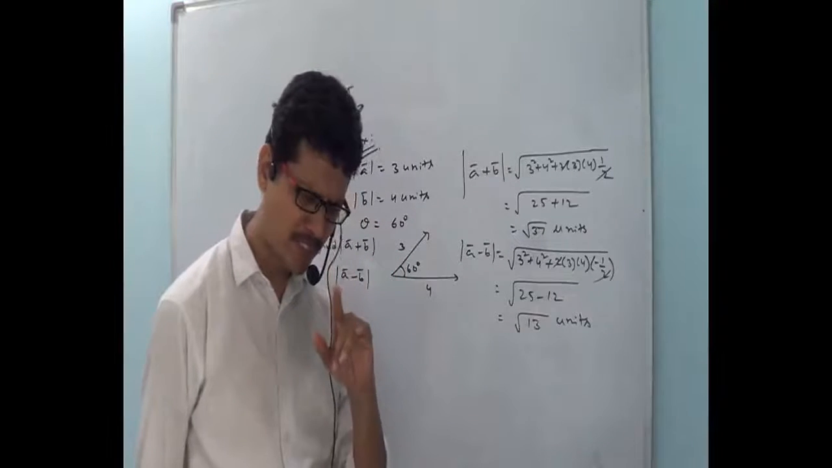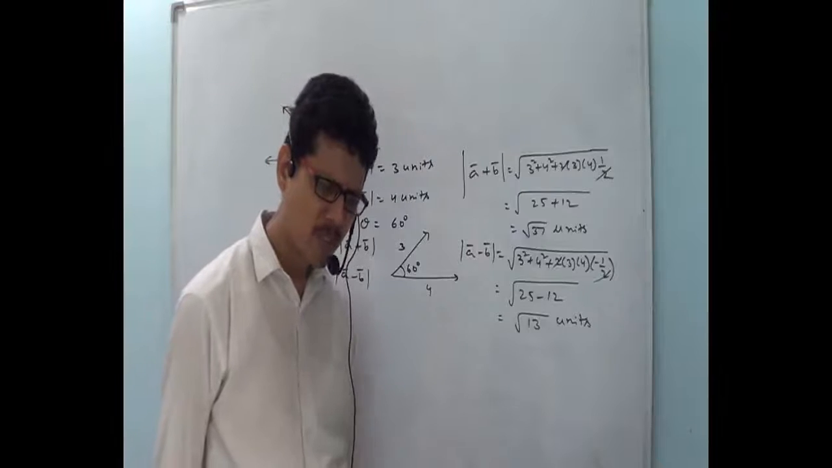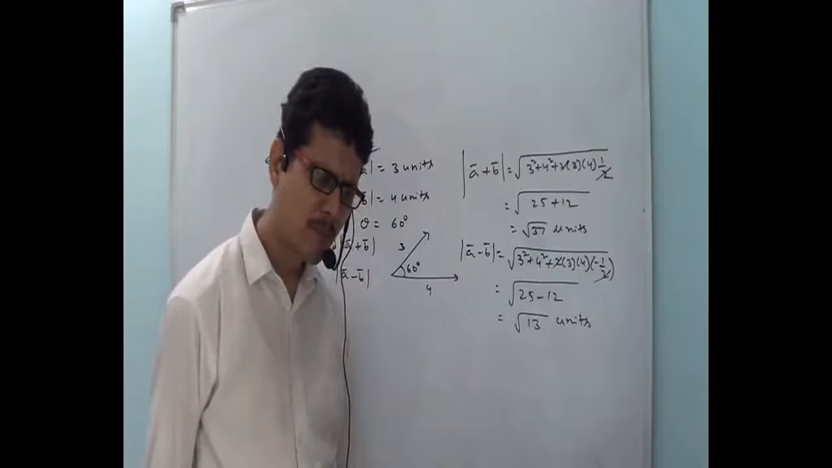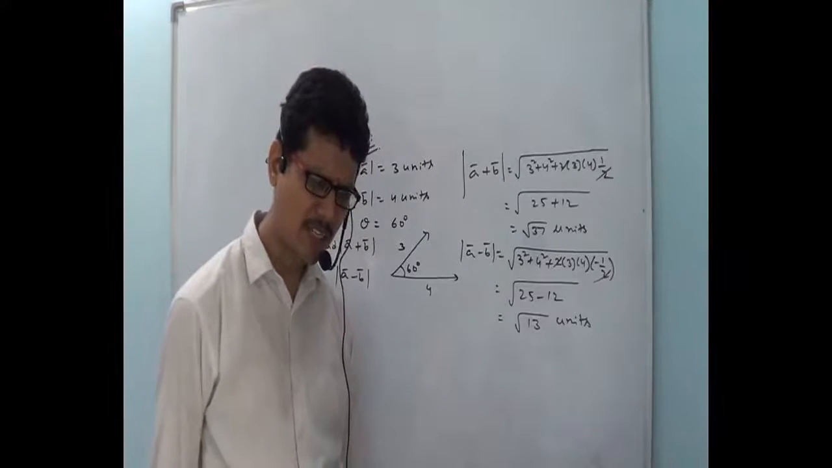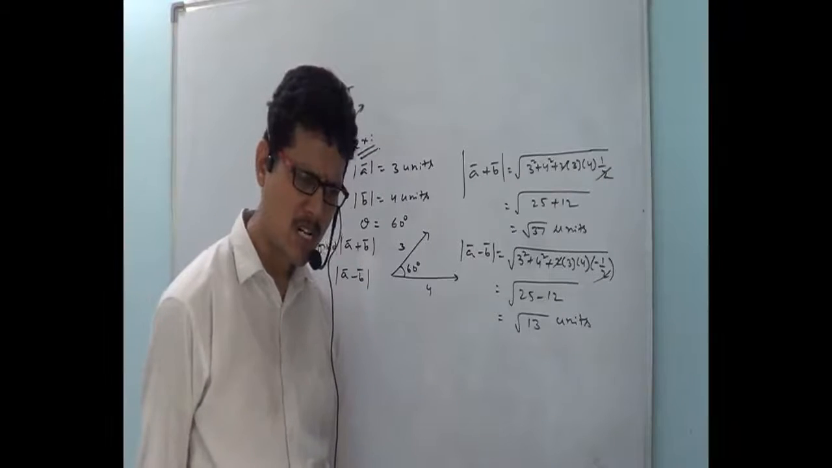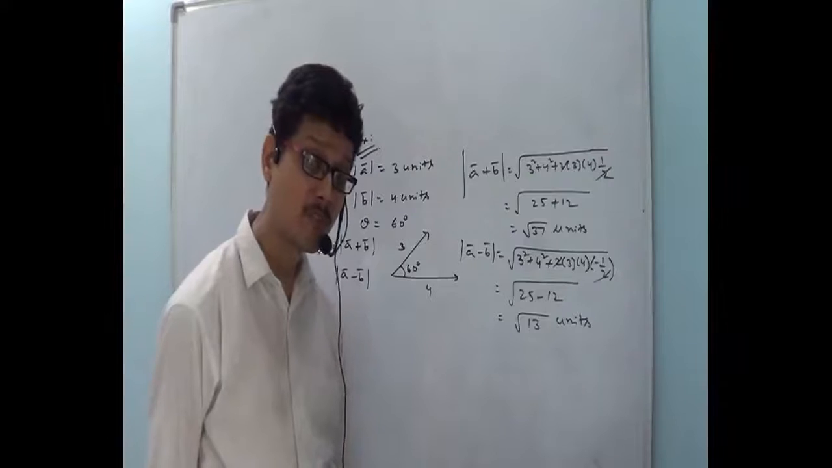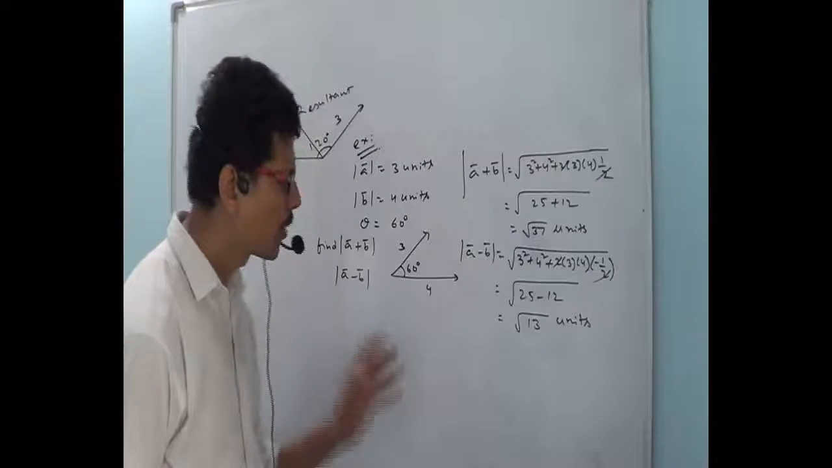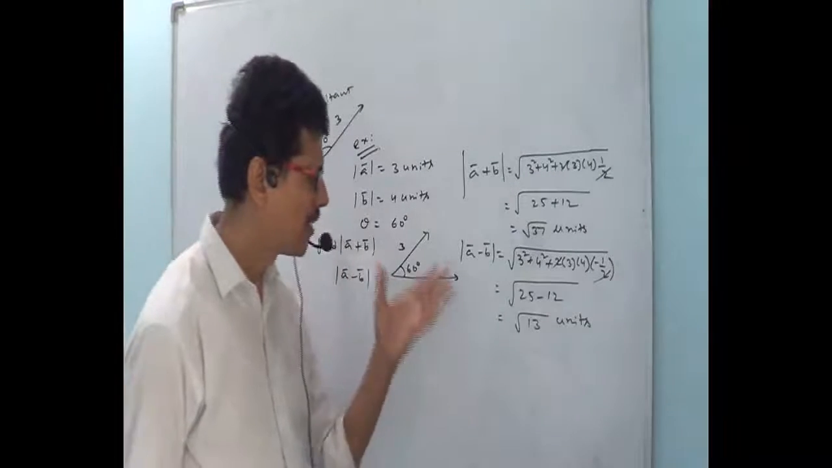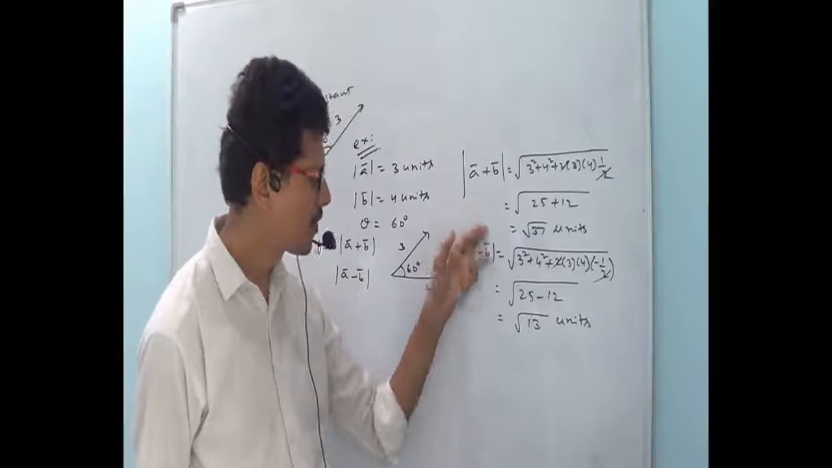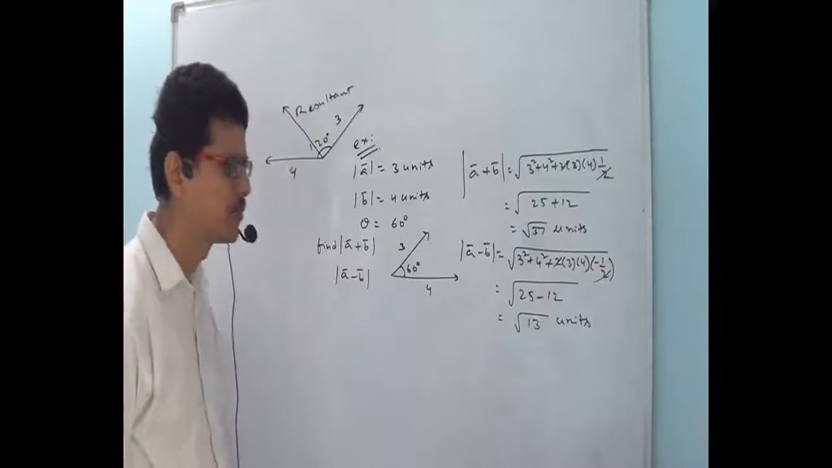What is the formula for direction? Tan alpha is equal to B sin theta divided by A plus B cos theta. Theta is the angle between the two vectors, and alpha is the angle made by the resultant with A bar. Okay, we'll see that angle direction later. First, magnitude. Write down this magnitude.